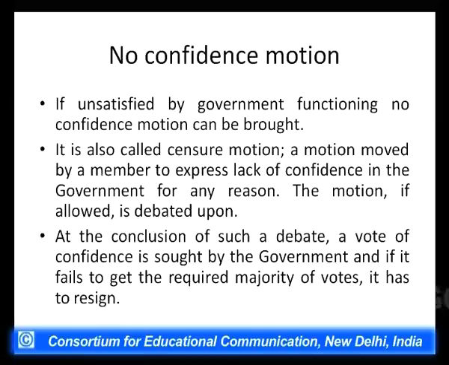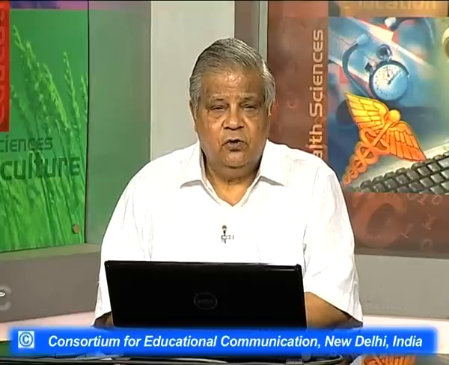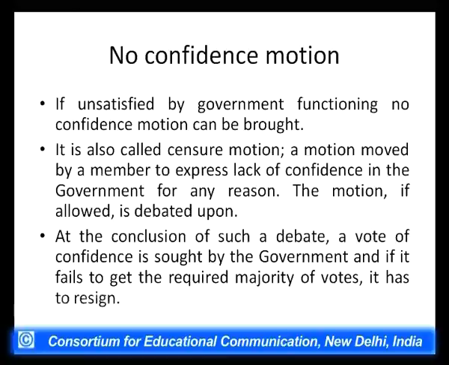Then next comes the most important motion in the House, which has been successfully used in the Indian context to remove two prime ministers. One was Morarji Desai, who was defeated in the confidence motion, and second was V.P. Singh, who again was defeated, and they had to go. No confidence motion, as the name suggests, is to express no confidence in the government. If unsatisfied by the government functioning, then members can bring no confidence motion against the government.